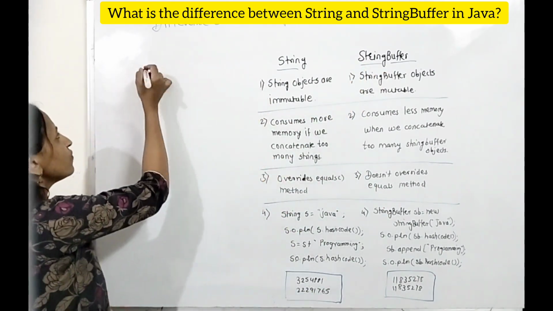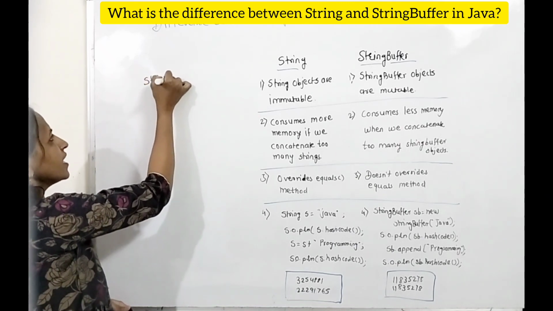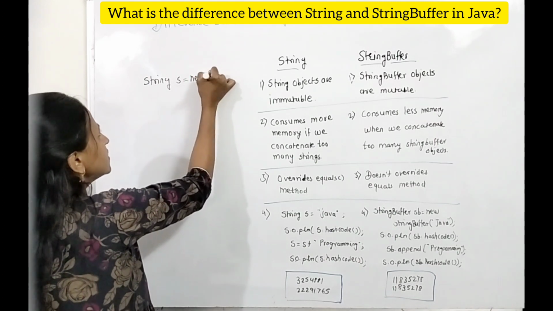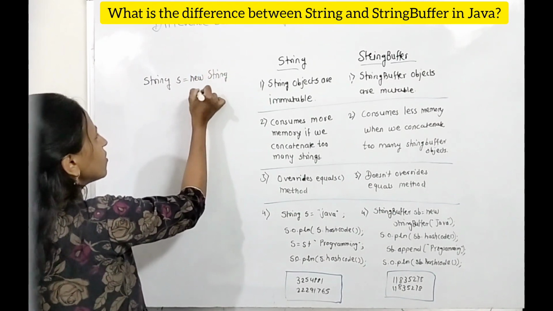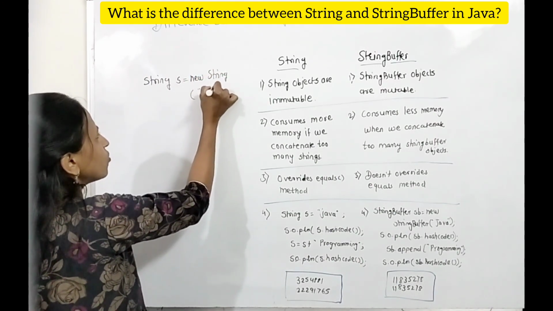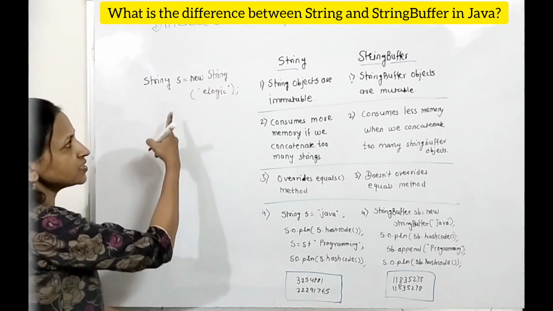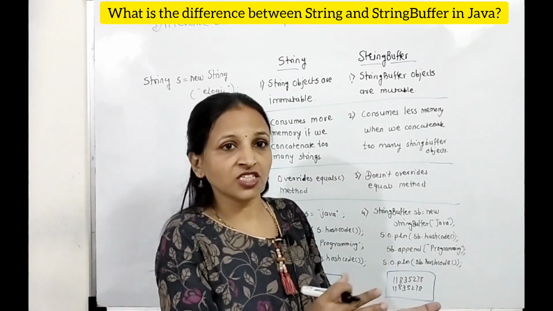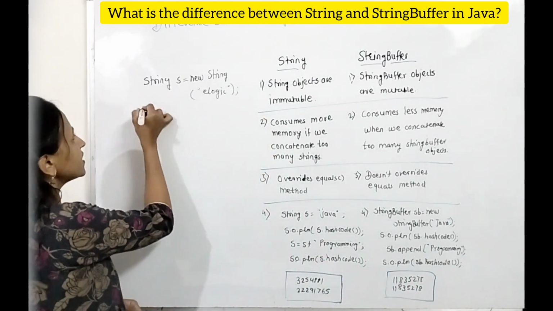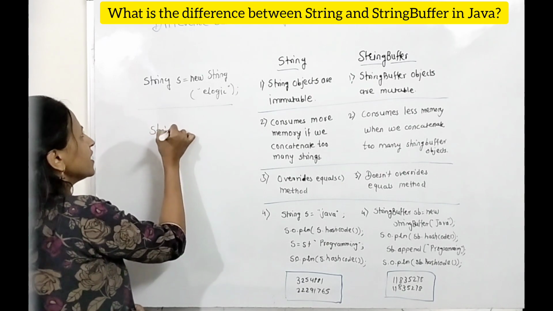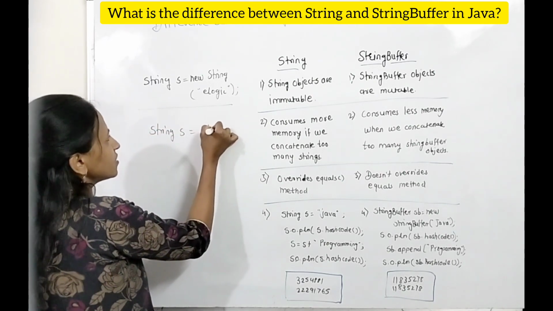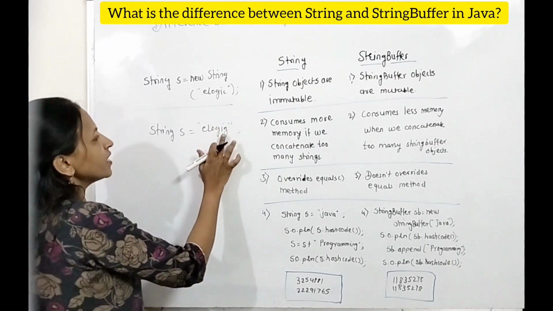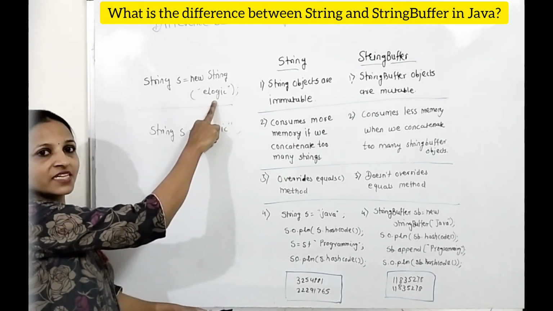I am creating here one String object, like String s equals new String, and in round brackets we have to write eLogic. This is the first way to create a string object. Second way, directly you can assign a string just like a primitive data type, like this: String s is equal to eLogic. Both ways are applicable, no problem will be there. This one is a string literal.